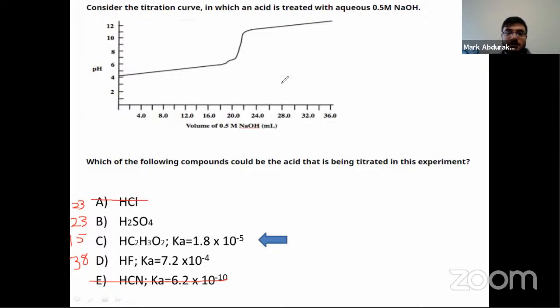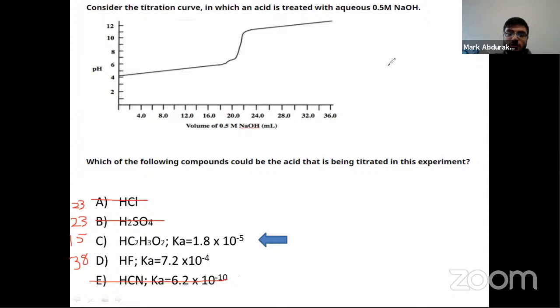Similarly, B is also out. B is actually also a strong acid. But even simpler, you can eliminate B because this only has one bump. It's a monoprotic acid. If it was H2SO4, which is a diprotic acid, it would have two curves, two bumps, like I showed before. So it can't be H2SO4 either. This leaves C, D, and E.